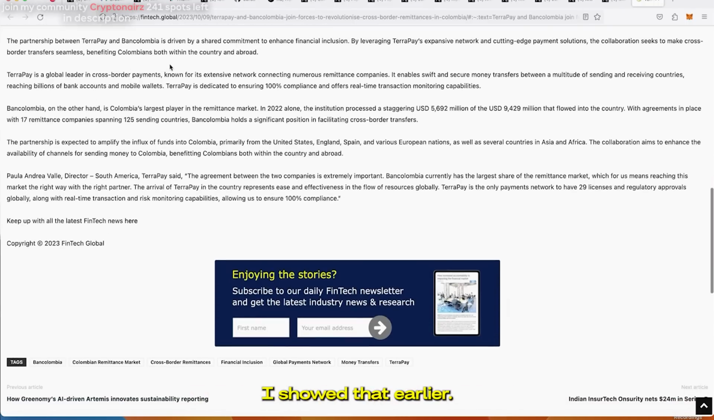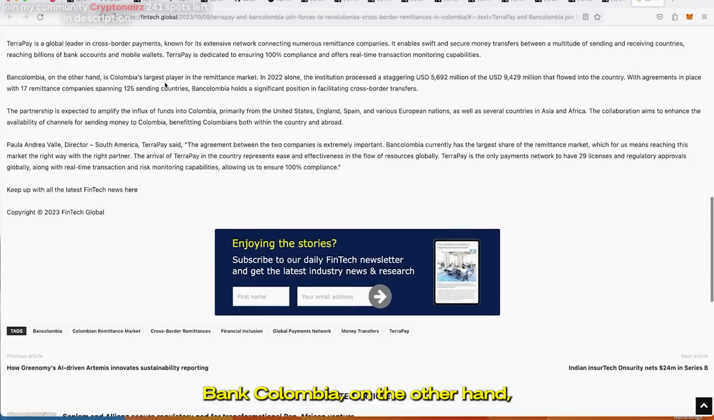Terrapay is a global payments network. I showed you that earlier. Ban Colombia, on the other hand, is Colombia's largest player in the remittance market. In 2022 alone, the institution processed a staggering 5,692 million, which is about, I guess you would call this, 5.6 billion, right? Yeah, and of the USD, about almost 10 billion. So 9.4 millions is a billion, right? That flowed into the country with agreements in place with 17 remittance companies spanning 125 countries.